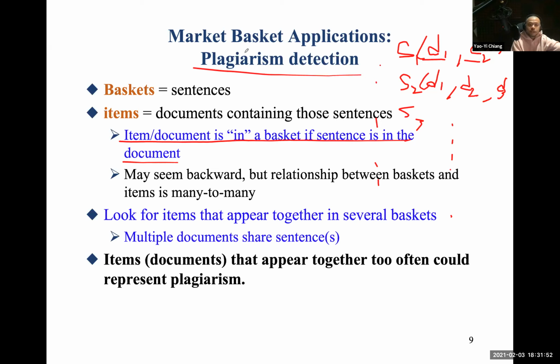Just remember, this is not a very good plagiarism detection algorithm because using sentence is too coarse. If people change one word, you will not be able to capture this relationship. But this example is really great because it forces you to think about what type of relationship you are detecting and who should be the basket and who should be the items. Awesome.